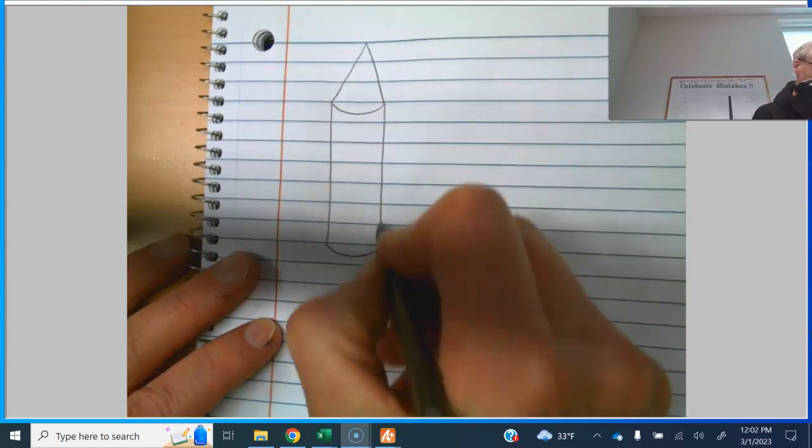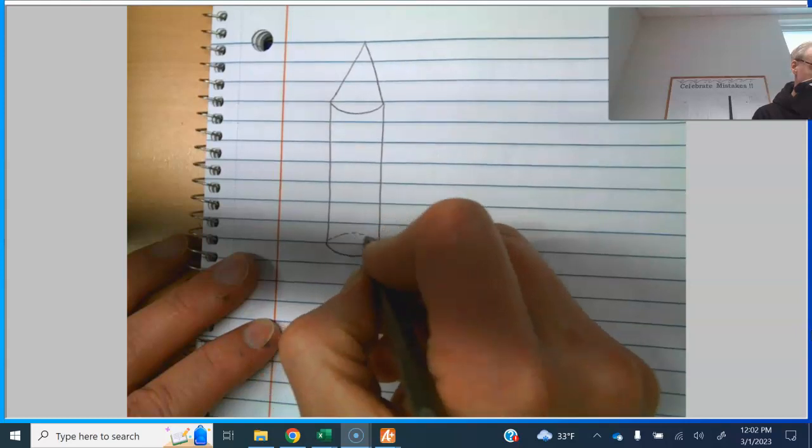Okay, you're kind of a fat candle. I was going to make it thinner, but it worked out nicer this way.